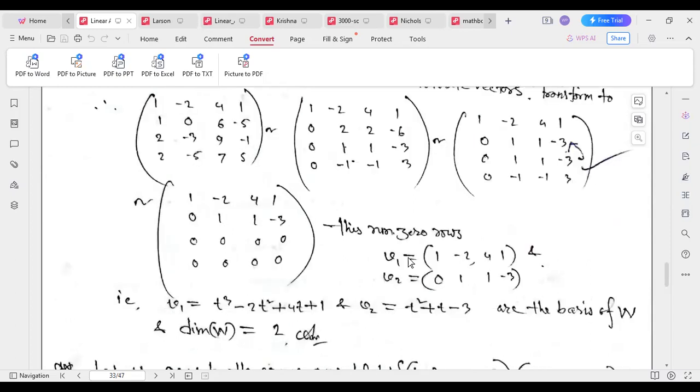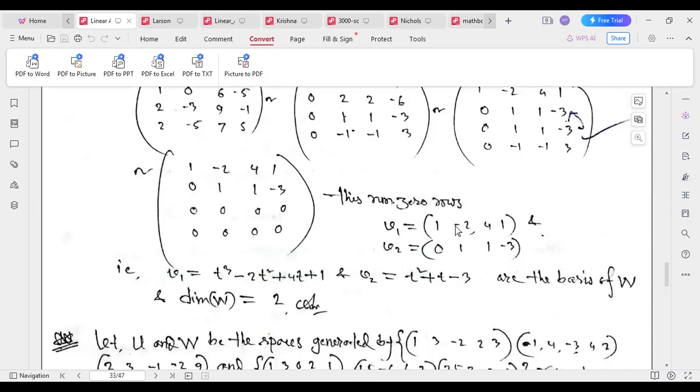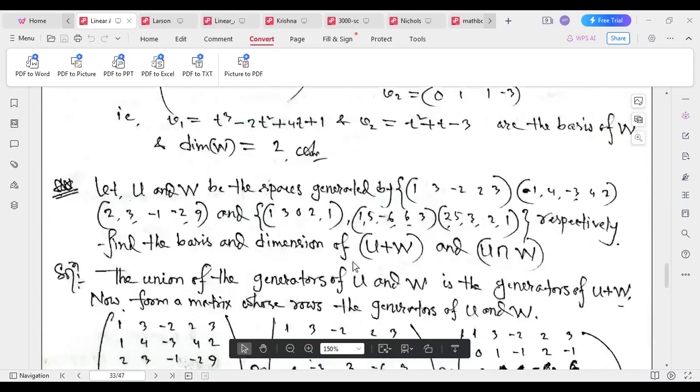The non-zero rows are B1 equals to this and B2 equals to this. B1 can be written as t cubed minus 2t squared plus 4t plus 1. Similarly, B2 is 0 into t cubed plus 1 into t squared plus 1 into t minus 3, for the basis of W, and the dimension will be 2, because there are 2 basis vectors.